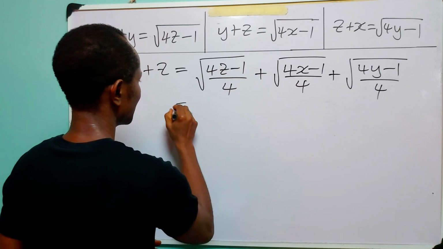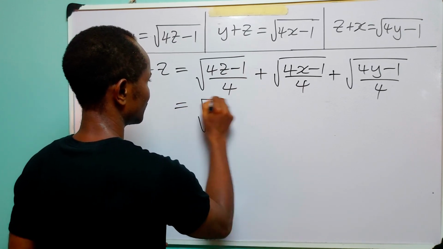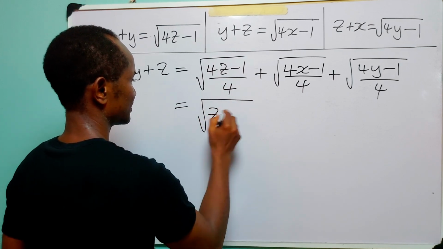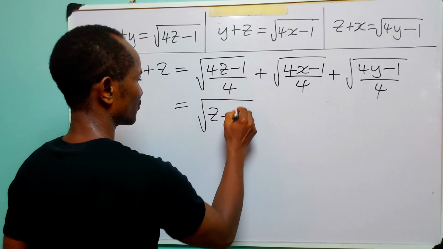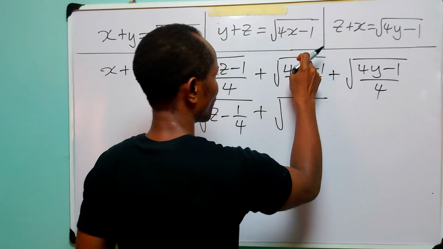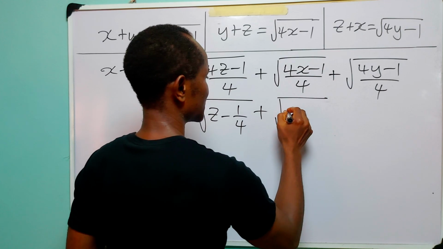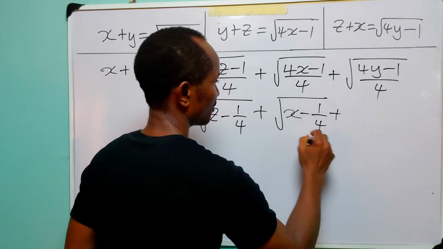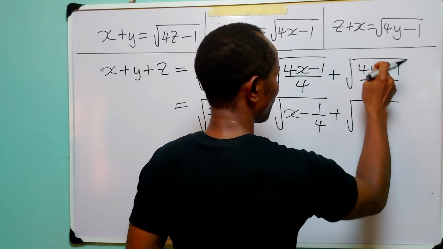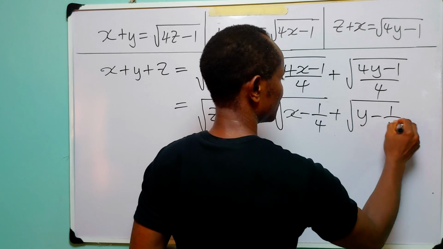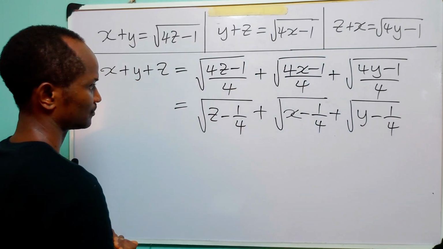And further simplifying, we have 4z divided by 4 is z, minus 1 over 4, plus 4x divided by 4 is x, minus 1 over 4, plus 4y divided by 4 is y, minus 1 over 4.